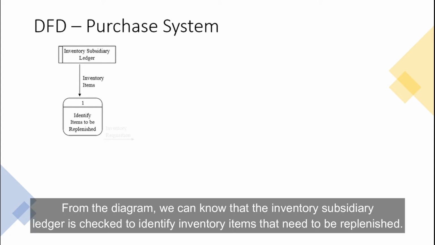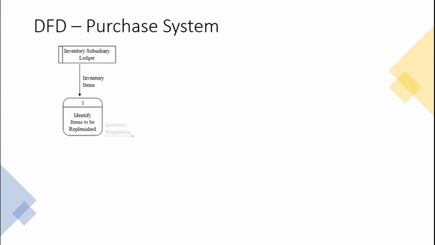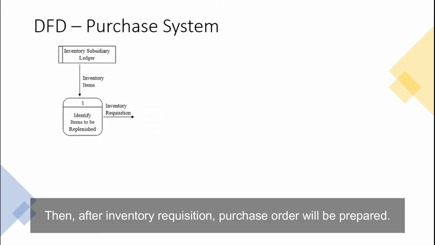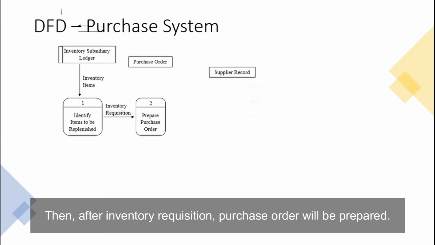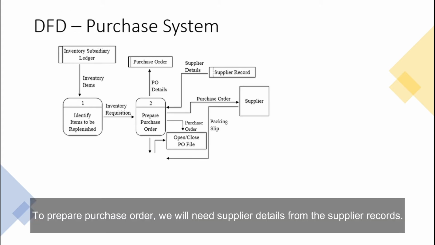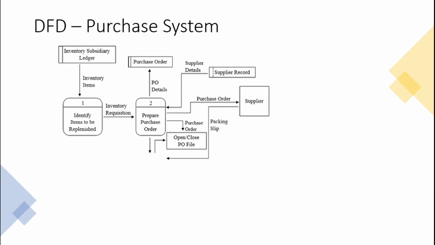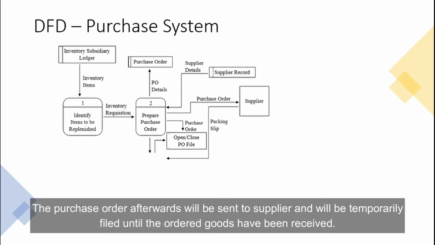From the diagram, you may know that the inventory subsidiary ledger is checked to identify the inventory items that need to be replenished. The ledger is referred to because it has the information of inventory items. Then, after inventory requisition, purchase order will be prepared. To prepare the purchase order, we will need the supplier details from the supplier reports, and all the details will also be filed in the purchase order. The purchase order afterwards will be sent to supplier and will be temporarily filed until the ordered goods have been received.